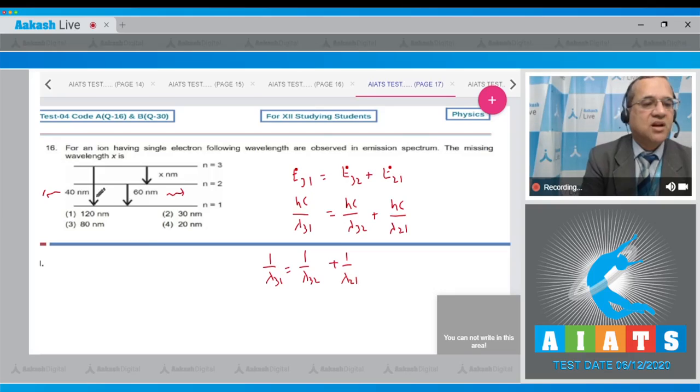Now what is given? This is given 40. So 1 upon 40 nanometer equals 1 upon X, which you have to determine, plus 1 upon 60 nanometer. Now solve on the left-hand side, then you get X equal to 120 nanometer. And your correct option is the first answer.